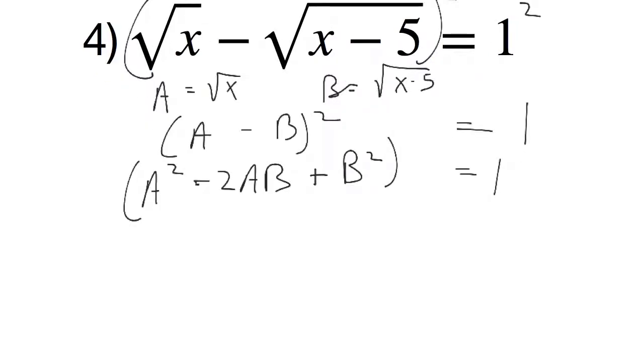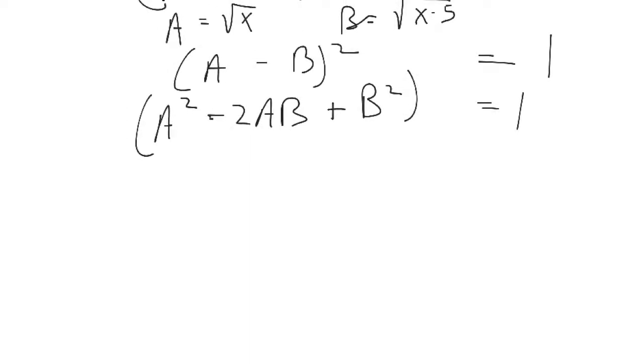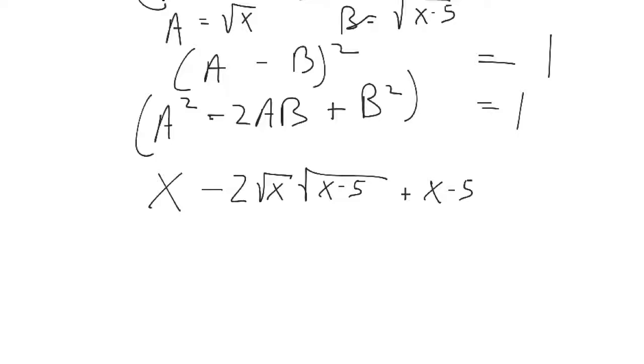Now the a squared term, the square root of x squared, is just x. And then 2ab is 2 times the square root of x times the square root of x minus 5. B squared is going to be just x minus 5 because the square roots cancel out. And that's all equal to 1.